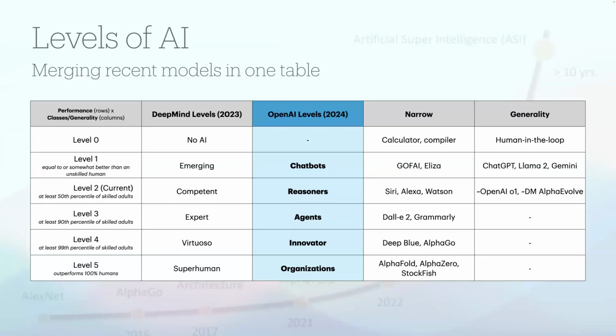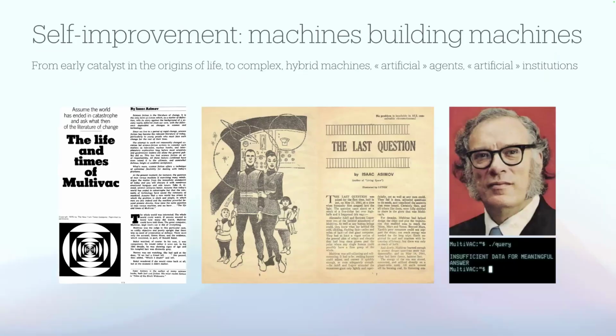At level 5, the AI outperforms 100% of humans, and it's called superhuman. It's called organizations. And there are examples here, but you see that examples are sort of missing for general versions. So you all know that. What I find interesting here is the self-improvement part. I like sci-fi, like any other guy. And if you remember the Multivac scenario, this is also a self-augmenting intelligence that builds its own next generation. So a very replicator-like kind of picture.